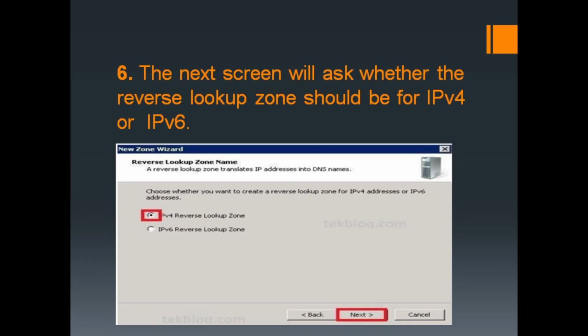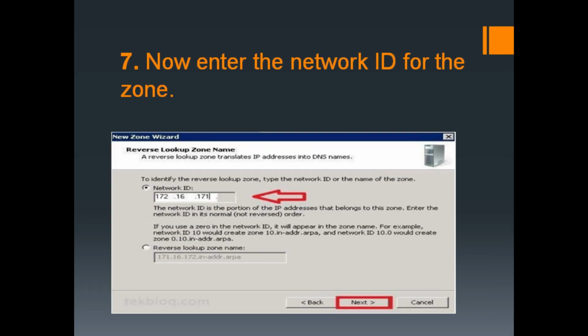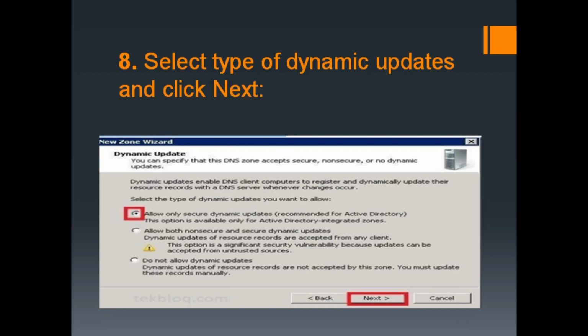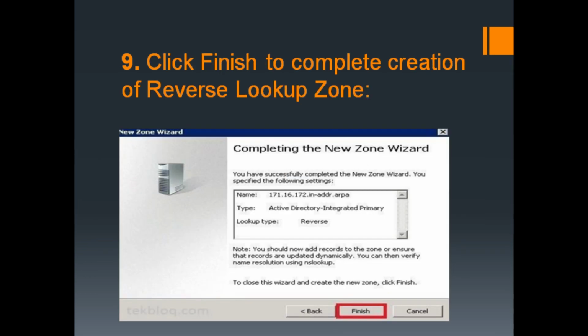6. The next screen will ask whether the reverse lookup zone should be for IPv4 or IPv6. 7. Now enter the network ID for the zone. 8. Select type of dynamic updates and click Next. 9. Click Finish to complete creation of the reverse lookup zone.